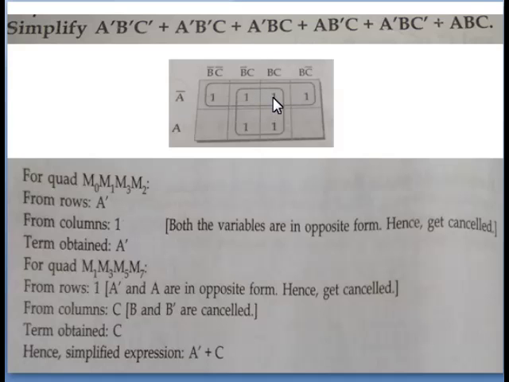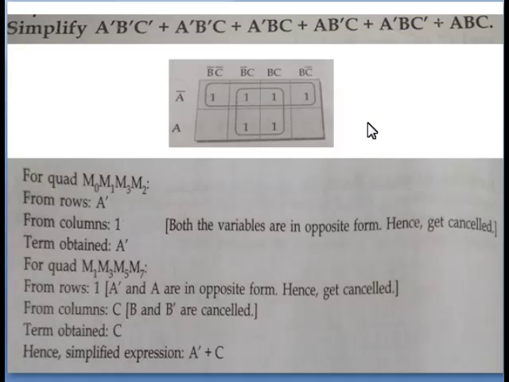The next one is AB'C. So write the 1 here. The next term is A'BC', so we have to write the 1 in this cell. The last one is ABC, so here we have to write 1. So the marking of the cells is over according to this expression.